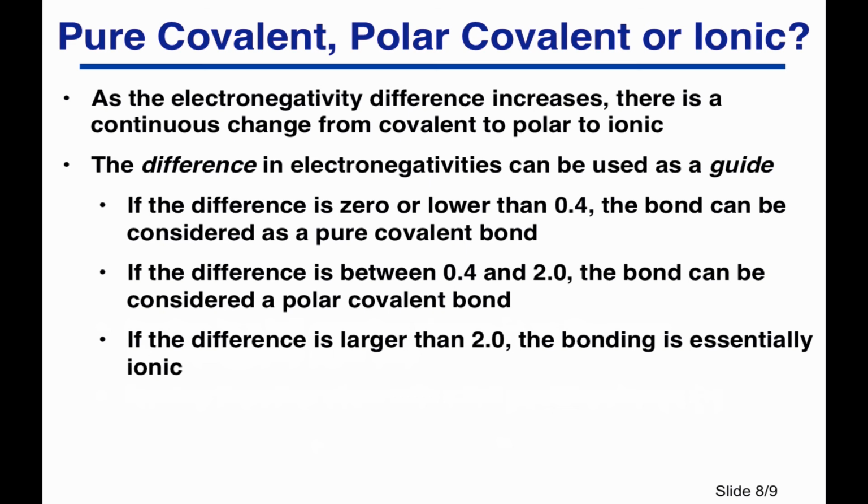So what will we have? Will we have a pure covalent bond, a polar covalent bond, or an ionic bond? How can we predict? As we've just seen, as the electronegativity difference increases, there's a continuous change from covalent to polar to ionic. And we can use the difference in electronegativities as a guide. If the difference in electronegativity is 0, or quite small, perhaps lower than 0.4, we can consider the bond to be a pure covalent bond. If the difference is medium, if it's between 0.4 and say 2, the bond is considered a polar covalent bond. And if the difference is large, say larger than 2, the bonding is essentially ionic.